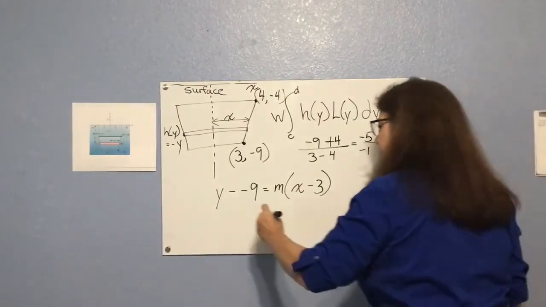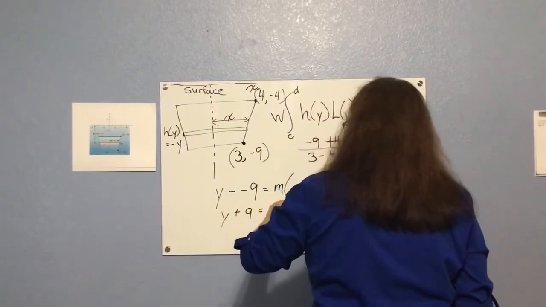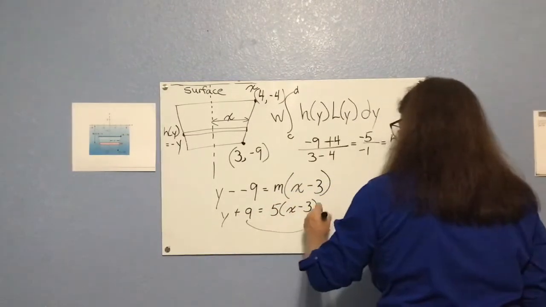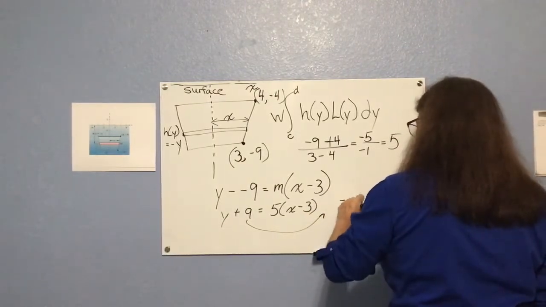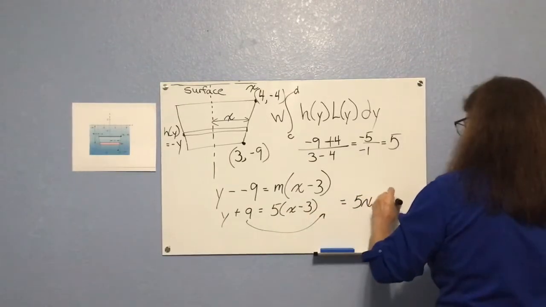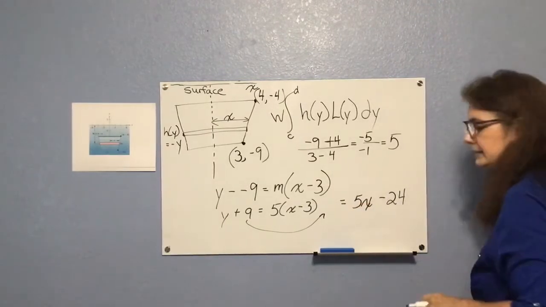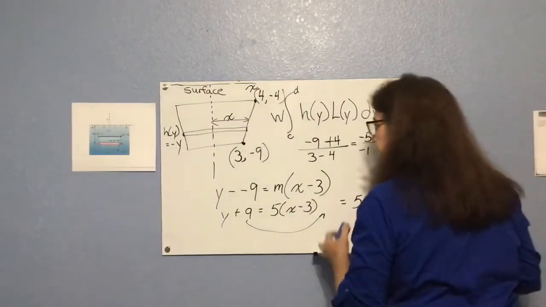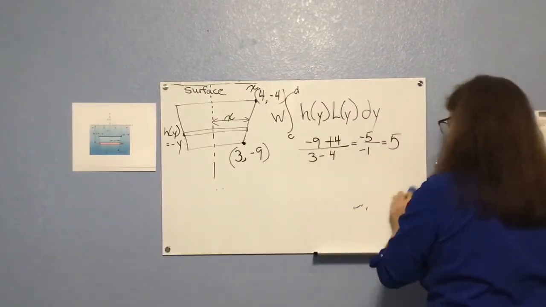So putting that back in this equation, I have y plus 9 equals 5 times x minus 3. I'm going to move the 9 over here and multiply out. So now I'm going to have 5x. I had negative 15, subtracted another 9, so minus 24. So my equation is y equals 5x minus 24. Okay, let's get rid of all that calculation.